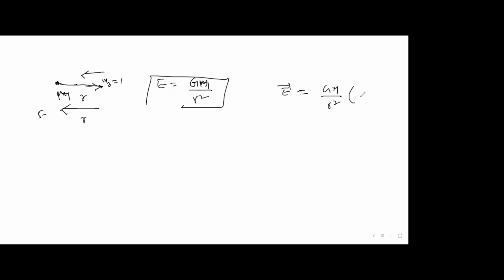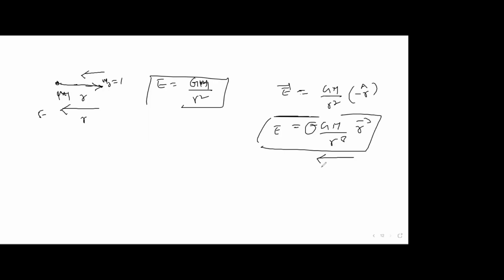So force and position are opposite. So I can write minus r cap, then it becomes minus Gm by r cube into r bar. This is the gravitational field intensity in vector form. Negative indicates it is toward that point mass, which indicates the attractive nature of the force. So the magnitude of the gravitational field intensity because of a point mass at any distance is given by Gm by r square. Is it understood?